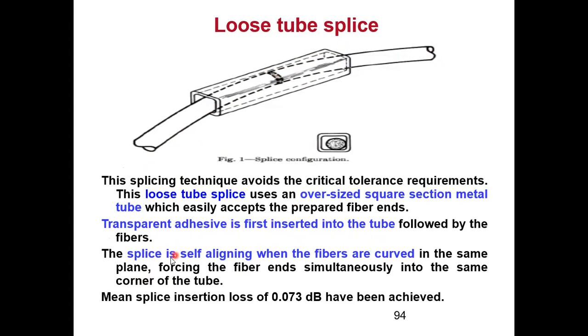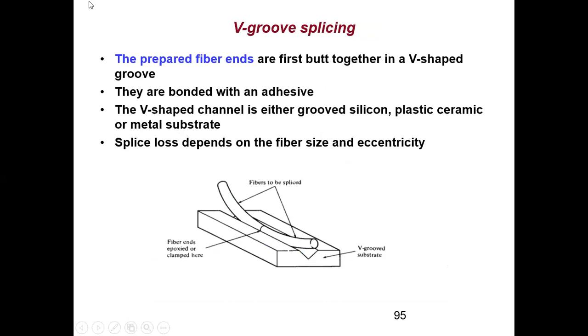What they say is, the splice is self-aligning when the fibers are curved. Since the fiber bends a little bit and it has some space, the alignment will happen naturally, you can see the dotted line inside. It is not that the fiber will not be aligned; it will self-align itself in this particular tube. So this is your loose tube splicing, and here the splicing insertion loss is less compared to the snug tube splicing.